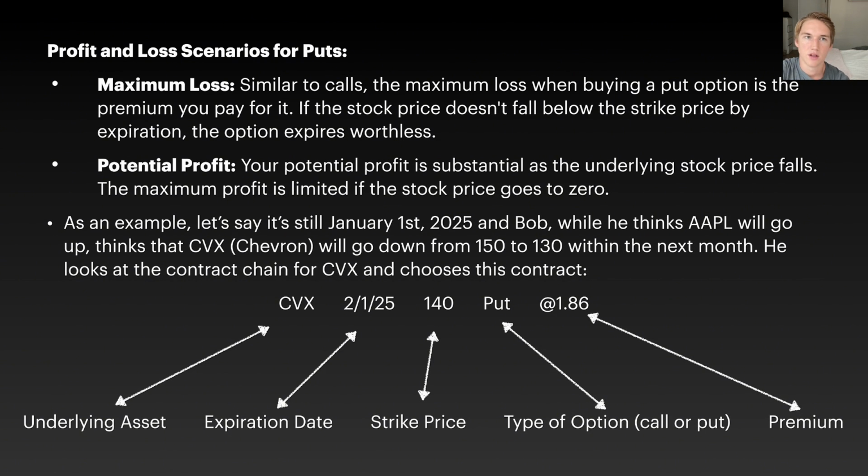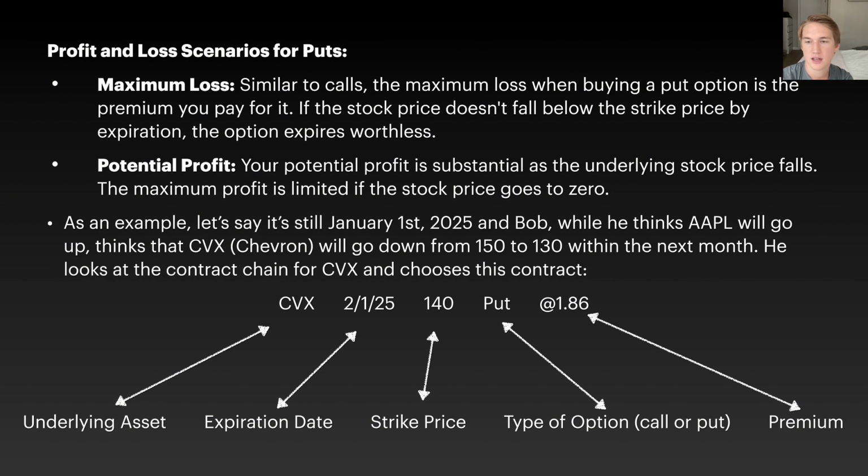Let's look at another example, but this time for puts. Let's say it's still January 1st, and Bob, while he thinks Apple will go up, he thinks CVX, Chevron, will go down from 150 to 130 within 1 month. He looks at the contract chain for CVX, and he chooses this particular contract. He chooses February 1st, 2025, because he believes it's going to go down within 1 month. So he chooses a 1 month out expiration date. That's when the option contract will expire. The strike price he chooses is 140. Again, this could be a 130 strike price, 140, 145, 150. Doesn't really matter as long as it's in that general area.